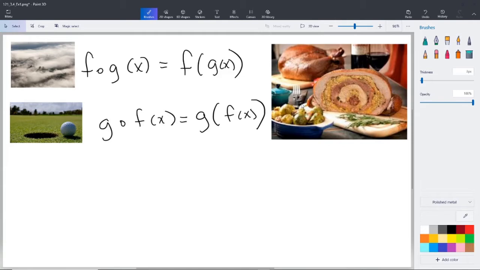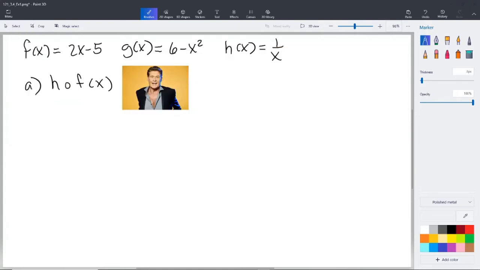So, all right, now we're going to go ahead and look at example 6 on page 268 and use our fog and gof and actually extend it slightly further. So let's go ahead and get these images out of here and get a fresh palette to work from. Now that we have a foundation for the composite functions, let's jump in to do example 6 on page 268. So they give us f of x is equal to 2x minus 5, g of x is equal to 6 minus x squared, and h of x is equal to 1 over x.